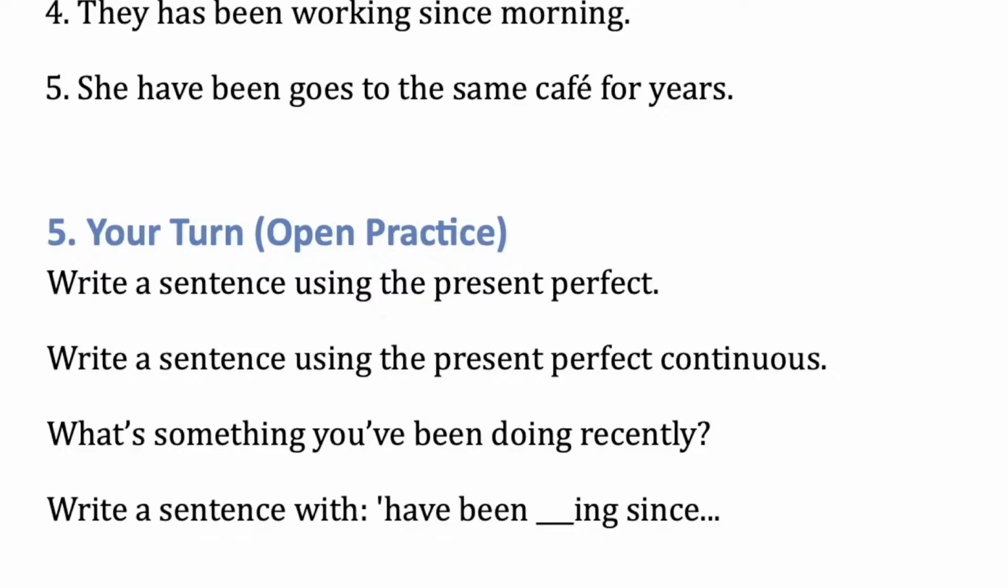Okay, write a sentence using the present perfect. Oh, 5-1. I don't see it, Helga. Okay, is that it? So that she has gone to the same cafe for years? Okay. And then, yeah, okay, I got it, Helga. And then to write a sentence using the present perfect continuous. I have been studying English for years. Okay, good. Good, Helga.